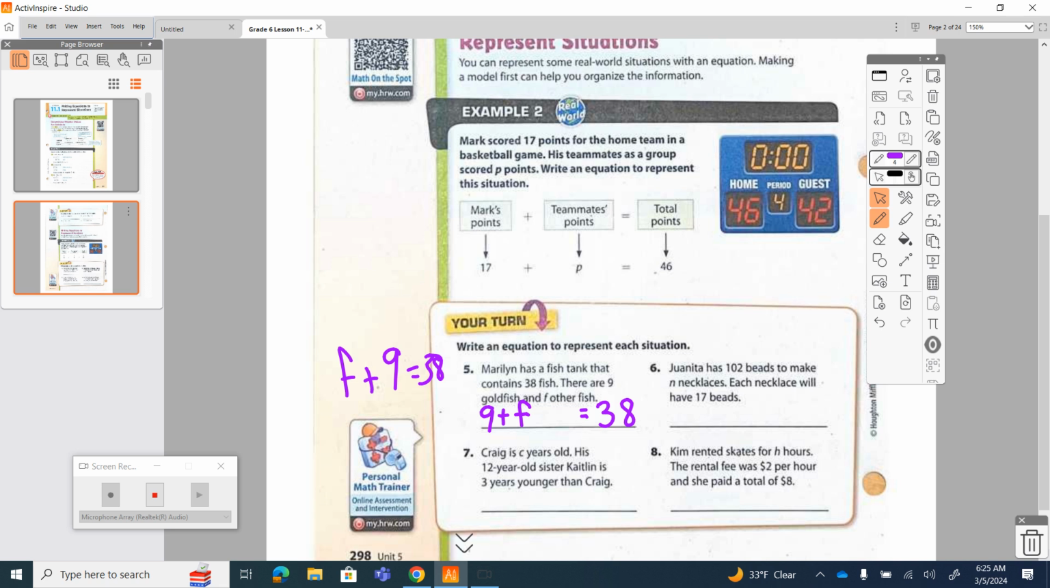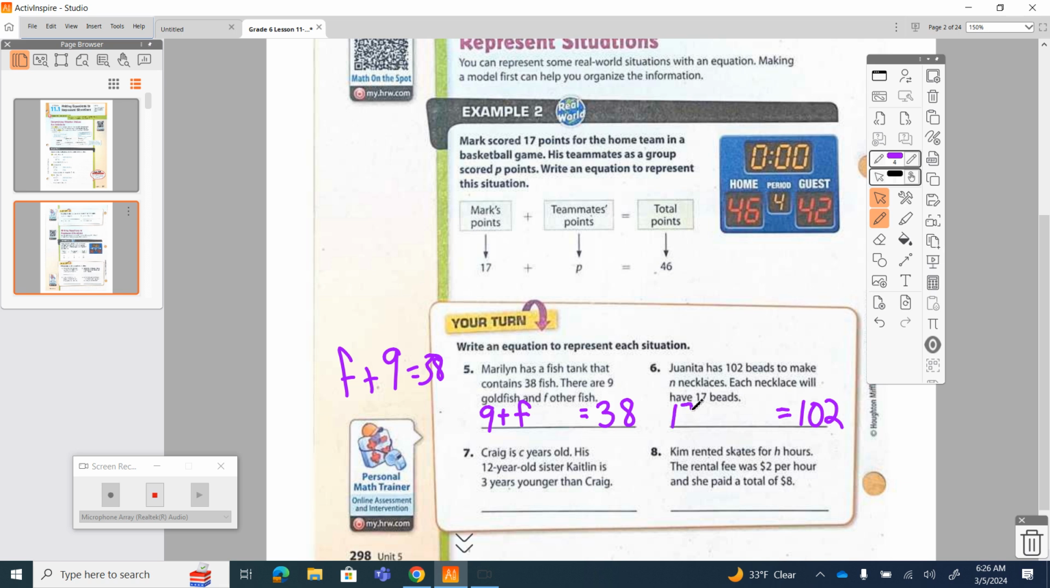Juanita has 102 beads to make N necklaces. Each necklace will have 17 beads. There's a few ways you can think of it. I'm going to say the total is 102. Okay? And so each necklace will have 17 beads.